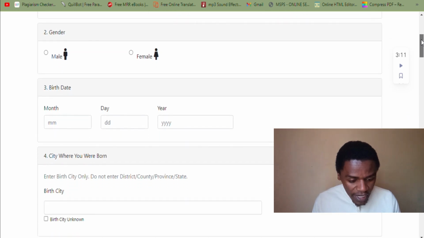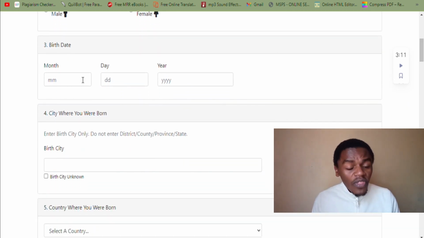We go down here to the birth date. The birth certificate is very important in this section as well, because the birth certificate will give the exact date, the year and the month in which you were born. The same dates that appear on your birth certificate are the ones that you're supposed to copy here: the year, the date and the month you were born, as they appear on your birth certificate.